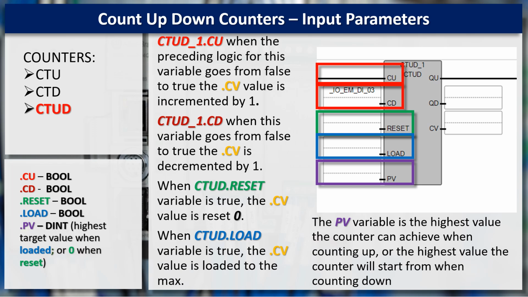When the ctud.reset variable is true, then the CV is reset to 0. When the ctud.load variable is true, then the CV is loaded to the maximum value of the process variable. In this case, the process variable is the highest value the counter can achieve when counting up, or the highest value the counter will start from when counting down.